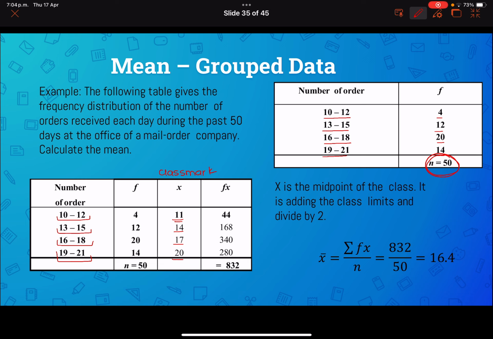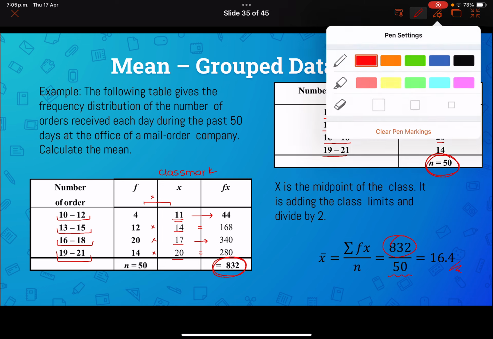And the class mark, I'm going to multiply it by the frequency, and that gives me a 44. 12 times 14 gives me 168. 20 times 17 gives me 340, and 14 times 20 gives me 280. And I'm going to add them all. Once I add them all, I divide by my total number, and it gives me the mean, 16.4.